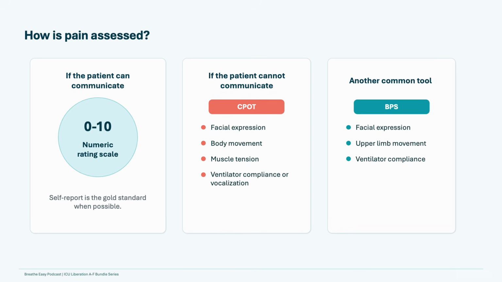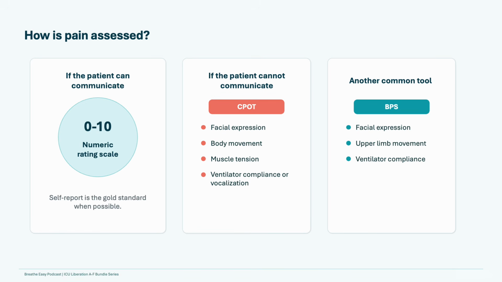So how do we actually measure pain in the ICU? It comes down to one thing. Can the patient talk to us? If they can communicate, keep it simple. Use a 0 to 10 numeric rating scale and let them self-report. That is the gold standard, full stop.